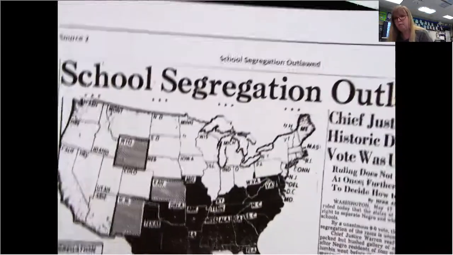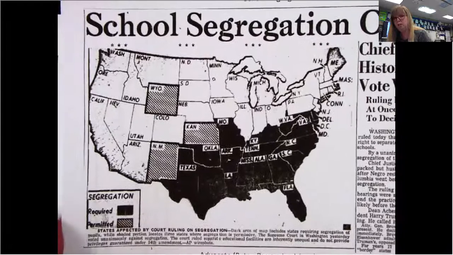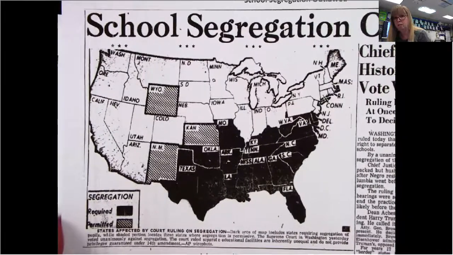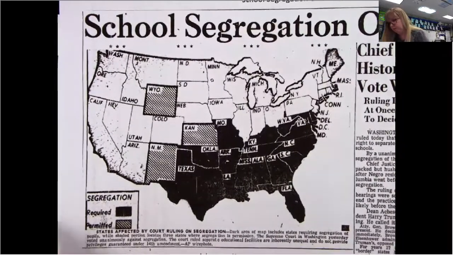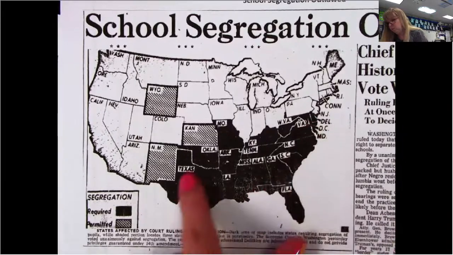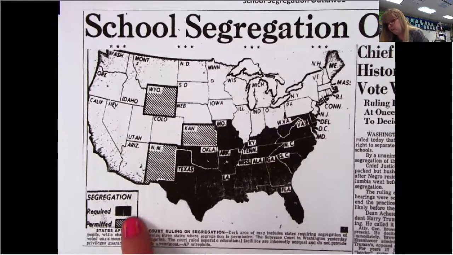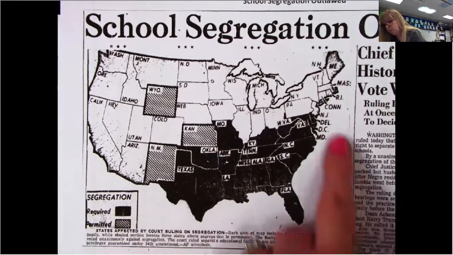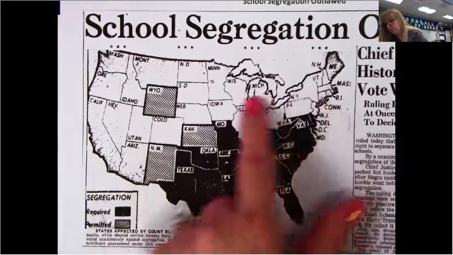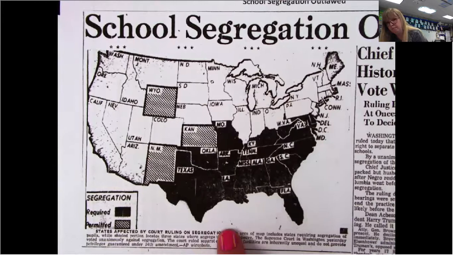This map. Cool map. Terrible time in U.S. history. Terrible subject. Okay. Look at the region of the U.S. that has the area in black. Segregation in this region was required under those Jim Crow laws.